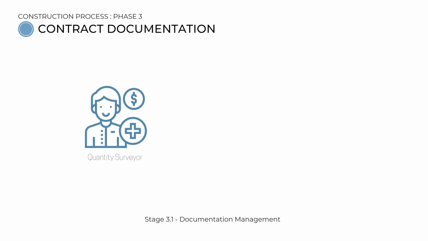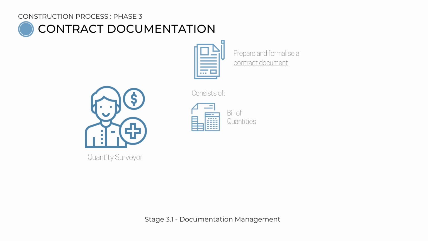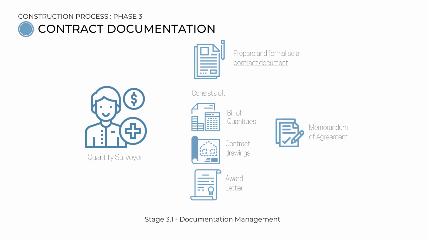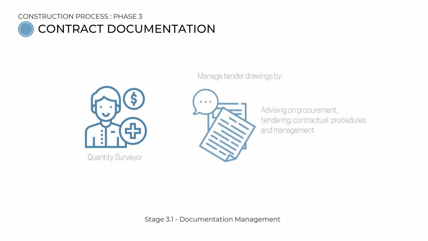The quantity surveyor prepares and formalizes a contract document based on the tender drawings that consists of the bills of quantities, contract drawings, award letter, memorandum of agreement, and condition of contract. He also manages the tender drawings by advising on procurement, tendering, contractual procedures, and management.